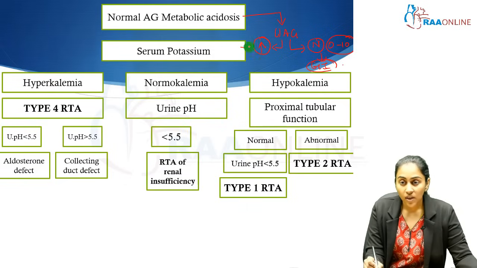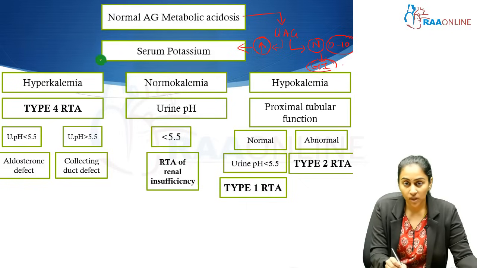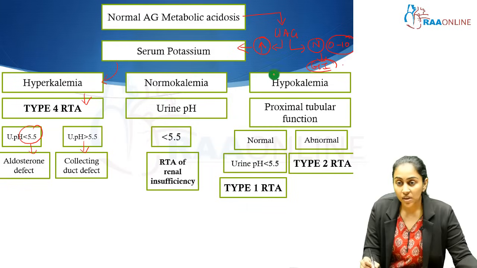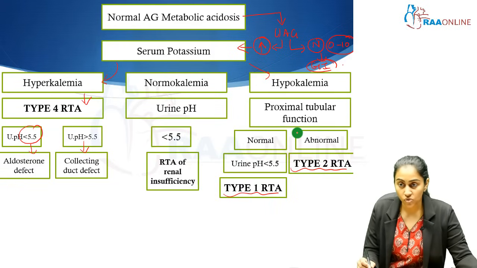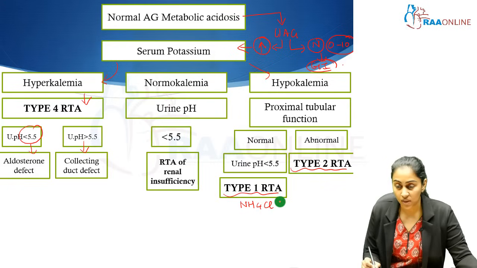Now, if urinary anion gap is high, it's renal tubular acidosis. You look at the potassium. If potassium is high, it is type 4 RTA. Depending on the pH, you know if it is an aldosterone defect or a collecting duct defect. Similarly, if the potassium is low, you will know that this patient either has a type 1 RTA or a type 2 RTA. You look for features of hypercalciuria, other features of proximal tubular dysfunction, and to differentiate between the two, ammonium chloride loading test will be helpful.